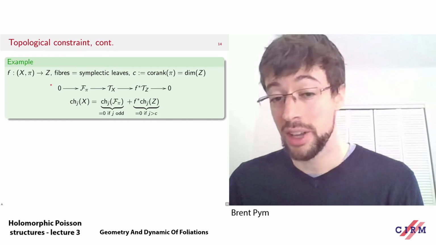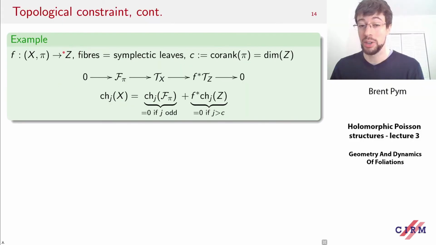And meanwhile, we had this other observation that the cohomology ring of Z vanishes beyond twice the dimension of Z. But you see this other bundle here is the pullback of a bundle on Z. And so its Chern character is the pullback of a class on Z. And therefore, this thing must vanish as soon as j is bigger than the dimension of Z, which is exactly the co-rank of the Poisson tensor.